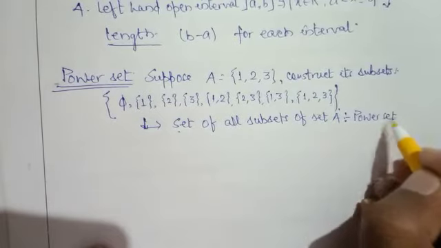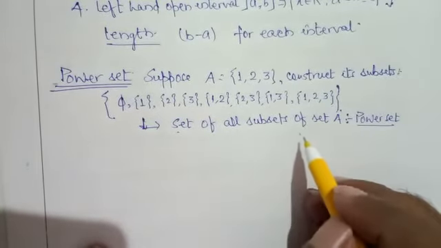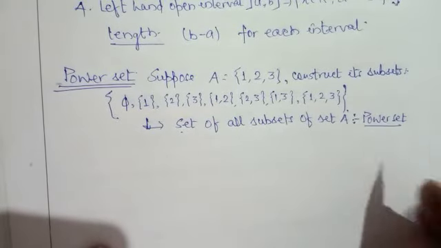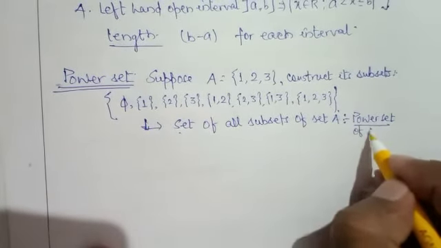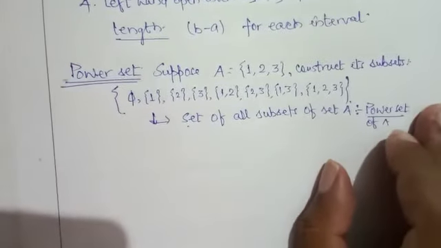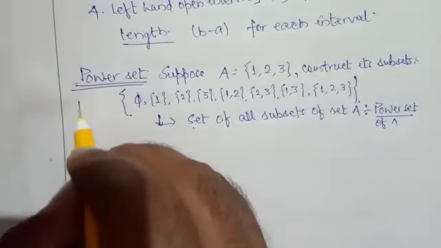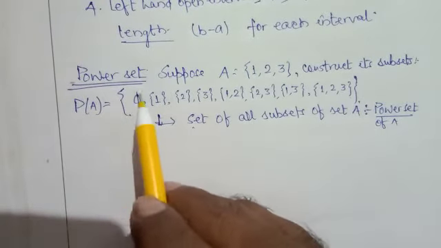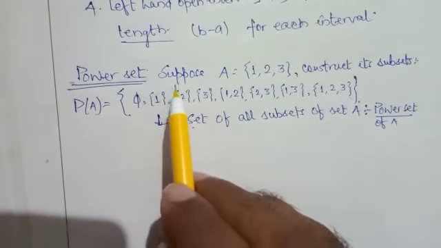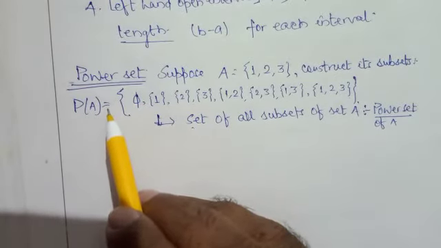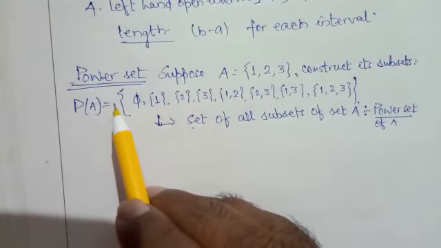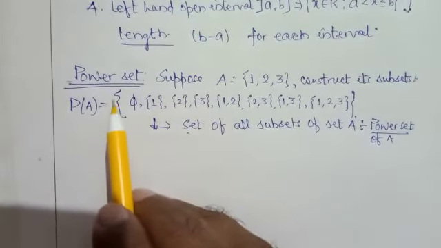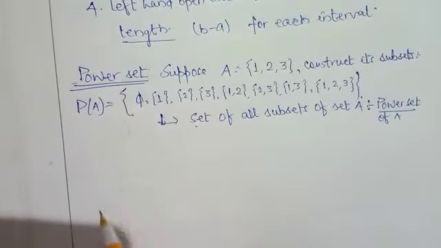So what is power set? Power set is the set of all subsets of set A, that is power set of A, and it is represented by P(A). Always remember that power set is also a set. So what is power set? Power set is the set of all subsets of a set.